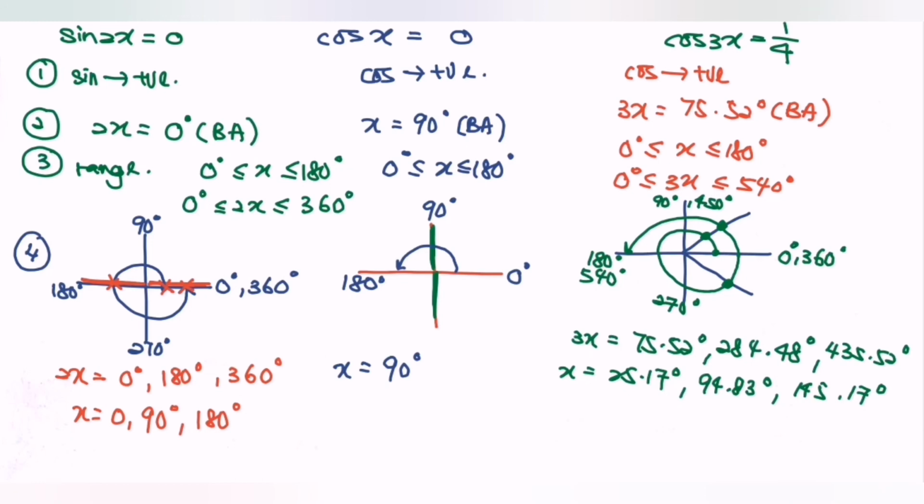So finally, x equals 0 degrees, followed by 25.17 degrees. Next, we have 90 degrees, and then 94.83 degrees. Then we have 145.17 degrees, and finally 180 degrees. So we have 6 solutions.